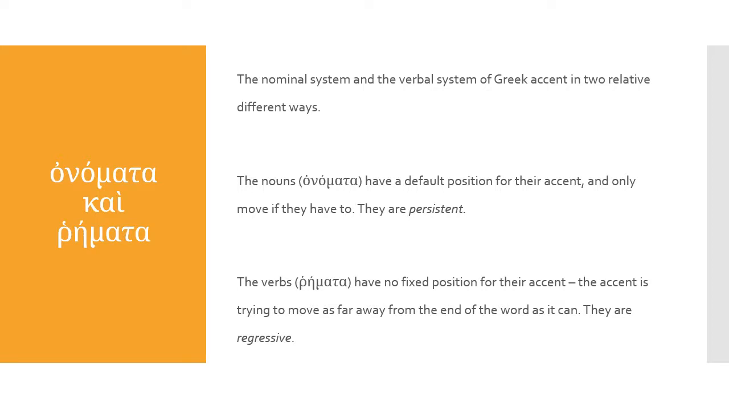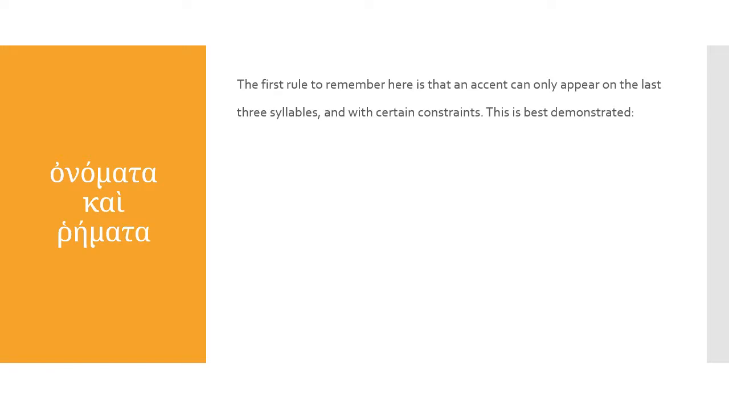The verbs, rhemata, have no fixed position for their accent. The accent instead is trying to move as far away from the end of the word as it can, and so they are called regressive. They are moving backwards, away from the end of the word. To understand this, we need to remember that an accent can only appear on the last three syllables and with certain constraints. This is best demonstrated in practice. People call this the law of limitation.